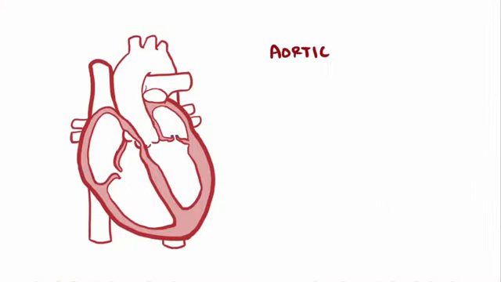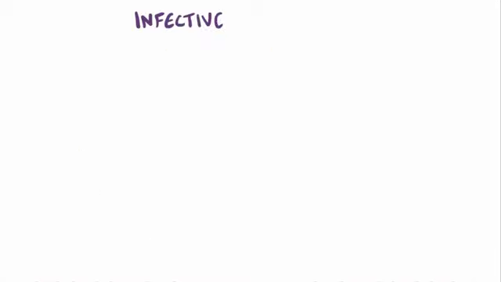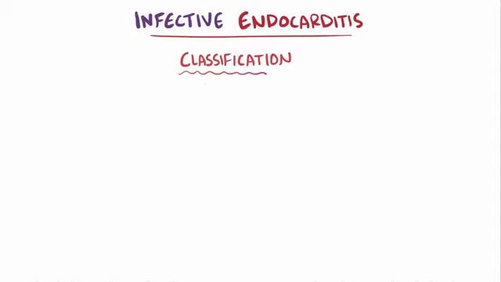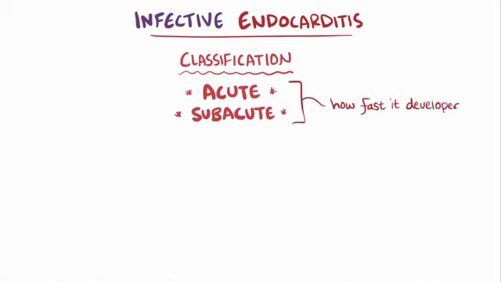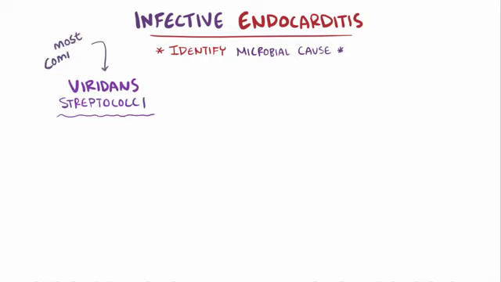If the person had aortic regurgitation, meaning blood's going from the higher pressure aorta to the lower pressure ventricle, then vegetations would tend to be located on the lower pressure ventricular surface of the valve. Infective endocarditis used to be classified into groups like acute and subacute based on how quickly the infection developed. But nowadays the key is to identify the microbial cause of the infection and to treat it as effectively as possible. Viridans streptococci is the most common cause.